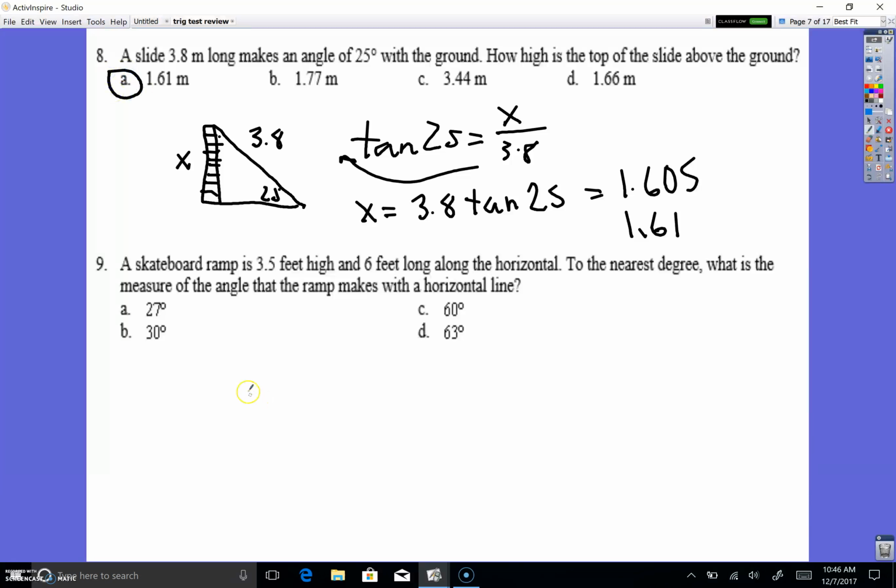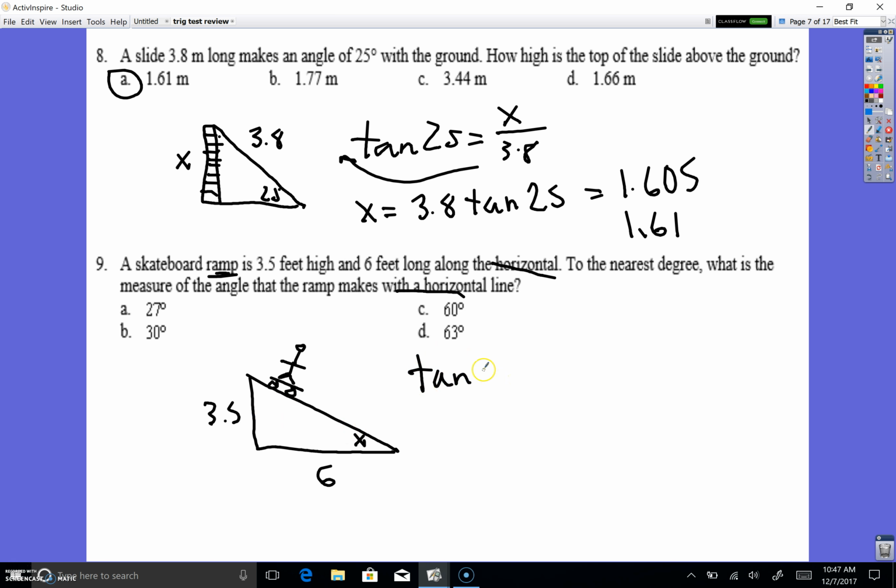A skateboard ramp, okay, just a ramp, it's going to end up being a triangle, okay? And we have our skateboard person coming down the ramp, okay? This is 3.5, and the horizontal is here, 6. What is the measure of the angle the ramp makes with the horizontal, okay? So we're looking for this. Again, this looks like another tangent problem.